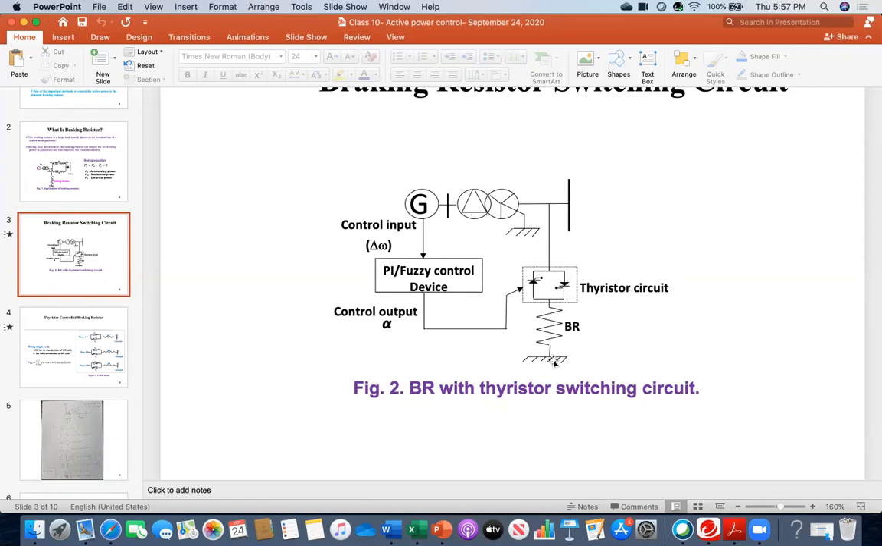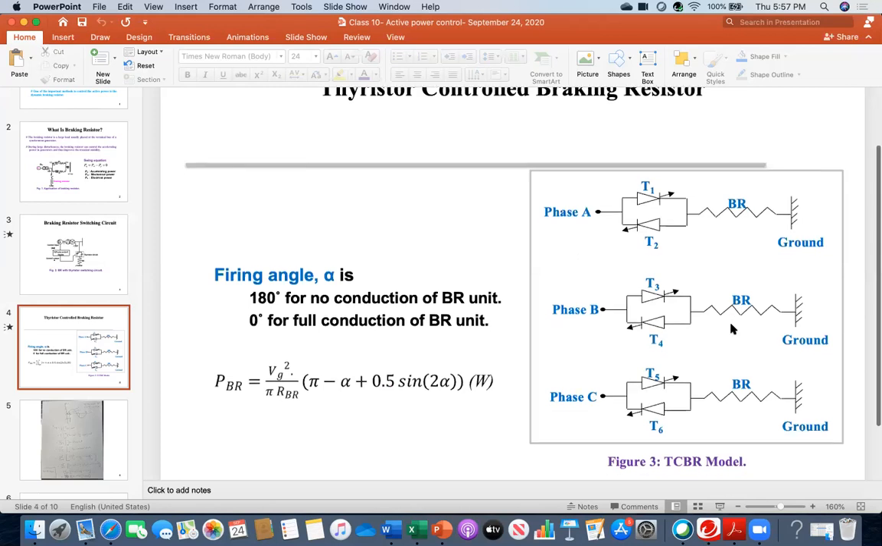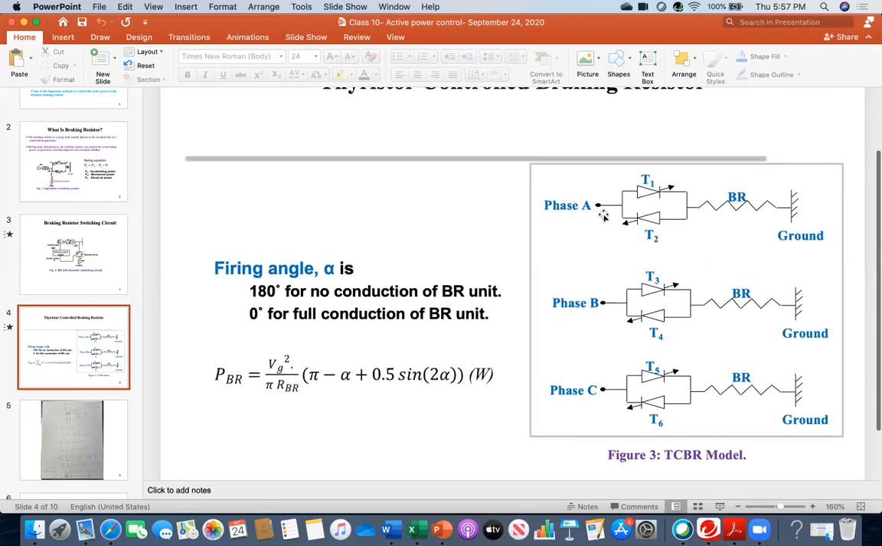And keep in mind, this is only for phase A. So you need another 2 for B phase, and another 2 more for C phase. Everybody see this arrangement I have written. This is for phase A, those two thyristors and the breaking resistor, and then it is grounded. This arrangement for phase B, this arrangement for phase C. So in total there are 6 thyristors, 1, 2, 3, 4, 5, 6, and 3 breaking resistors for 3 phase.